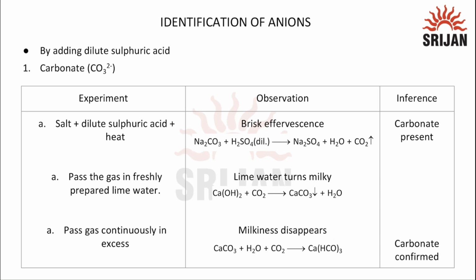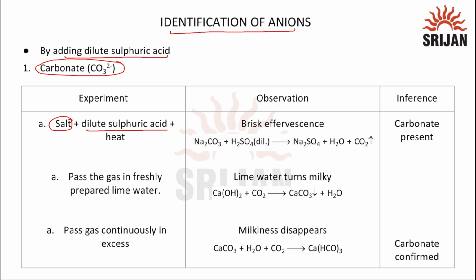In this video, we will learn about identification of anions, and the identification of anions will be done by adding dilute sulfuric acid. So the first anion that we have to detect is carbonate. The procedure that we will follow for the detection of carbonate is, first we will take a small amount of salt in a test tube and then we will add some amount of dilute H2SO4.